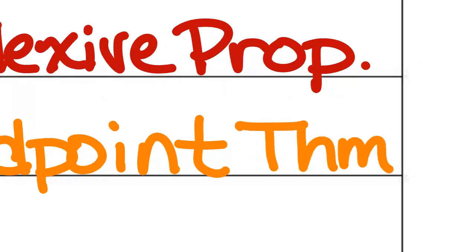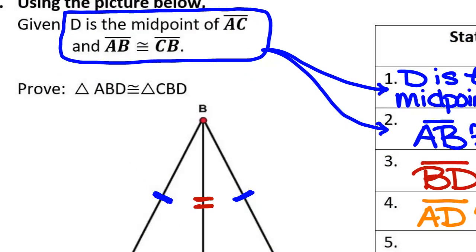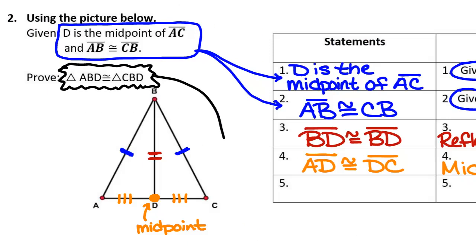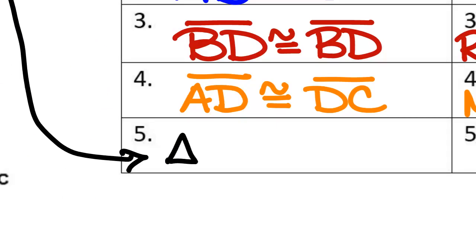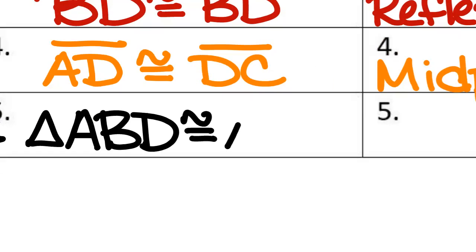The midpoint theorem. And now we get to our very last line in the proof. The very last line in the proof, the last statement, should be the thing that we are trying to prove. So triangle ABD is congruent to triangle CBD.